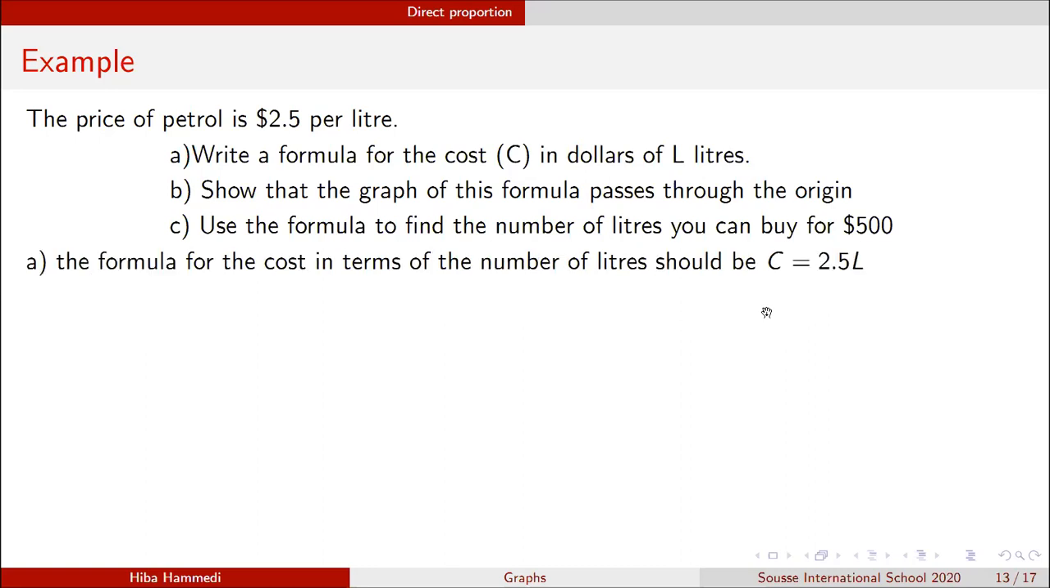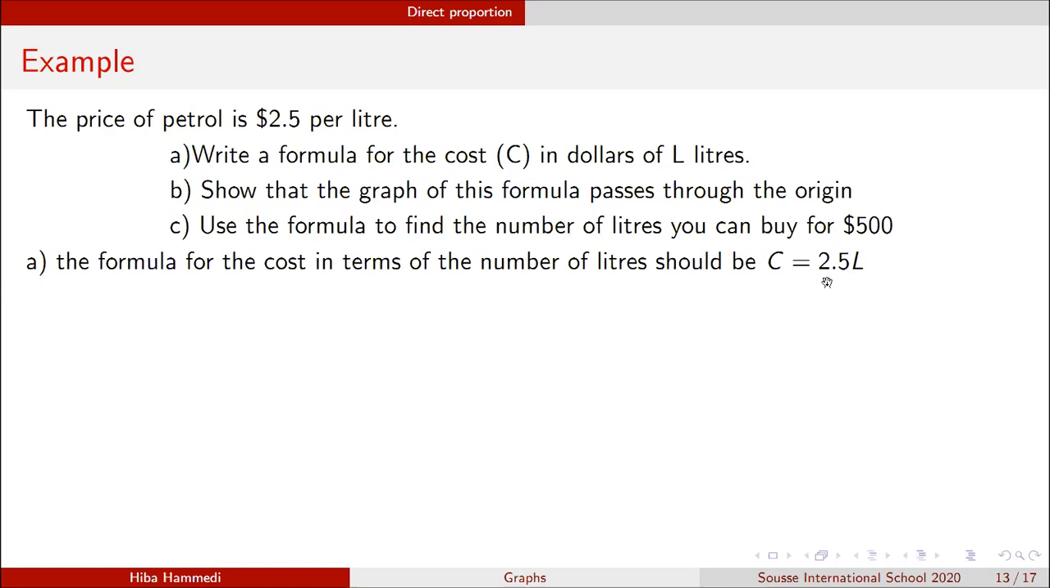Well, for the first question, the formula for the cost in terms of the number of liters should be C is equal to 2.5 times L, because I know that the price of 1 liter is equal to $2.5. So if I have 1 liter, it will be 2.5 times 1. If I have 2 liters, it will be 2.5 times 2. 3 liters, 2.5 times 3. Now, if I have L liters, I just need to multiply 2.5 by L.